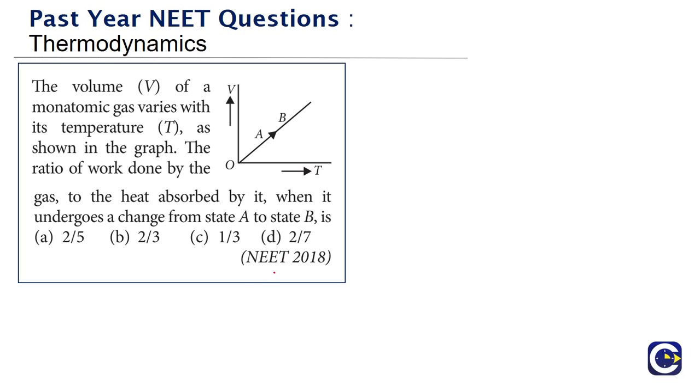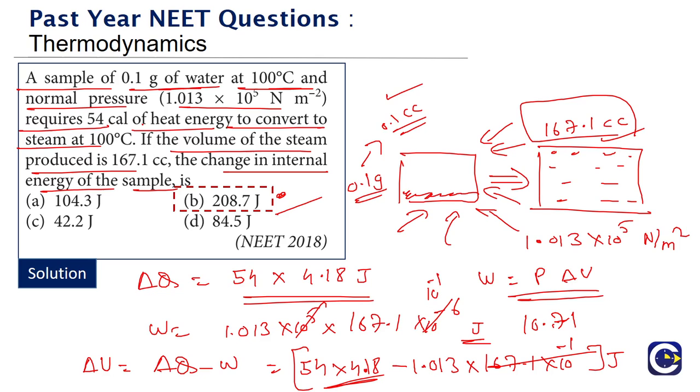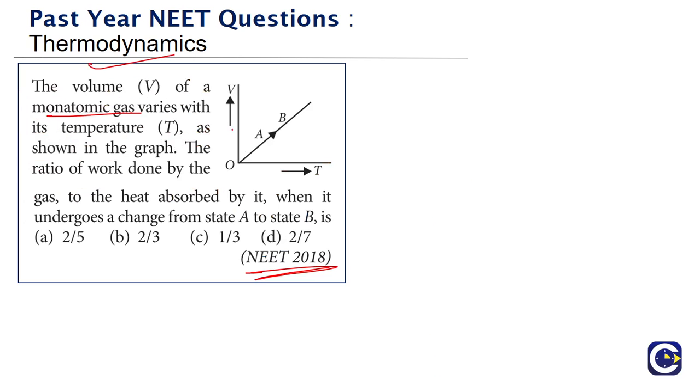Next we have a question, again NEET 2018. The volume V of a monoatomic gas. Whenever they talk about the atomicity of the gases, we have to be careful. The volume V of a monoatomic gas varies with its temperature T as shown in the graph. This is the graph between the volume and the temperature. It's actually a straight line. The ratio of work done by the gas to the heat absorbed by it when it is undergoing a change from state A to state B.